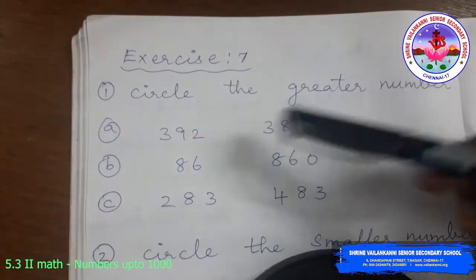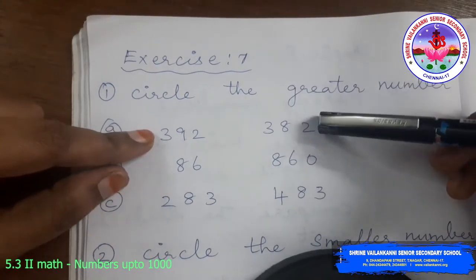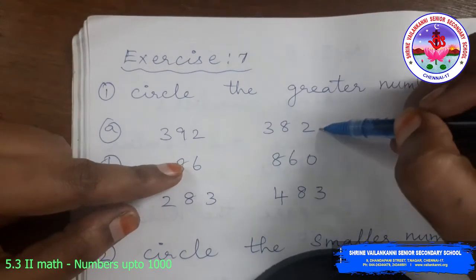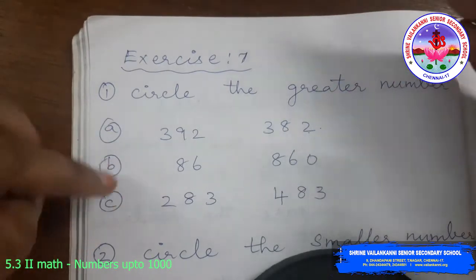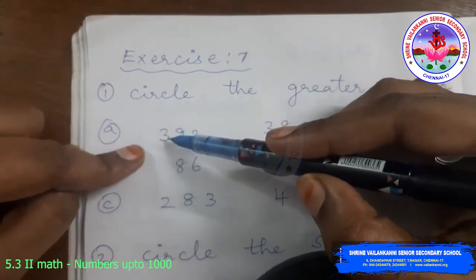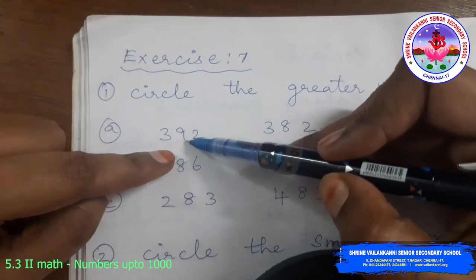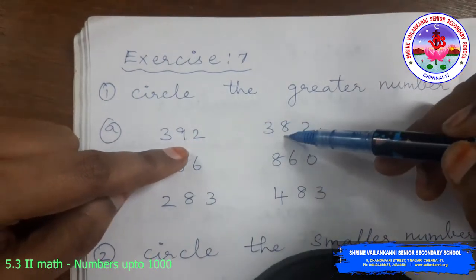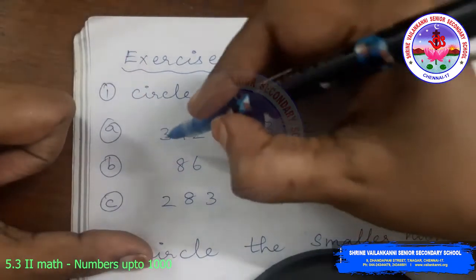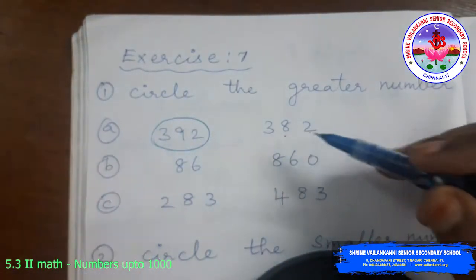Exercise 7. First we'll see circle the greater number. Take these two numbers, 392 and 382. First we have to compare the number of digits. Both have 3 digits, so we'll move to the next rule, comparing the number in the hundreds place. Both are the same. So now you have to compare the number in the tens place. 9 and 8. Which is bigger? 9 is bigger. So 392 is greater than 382.